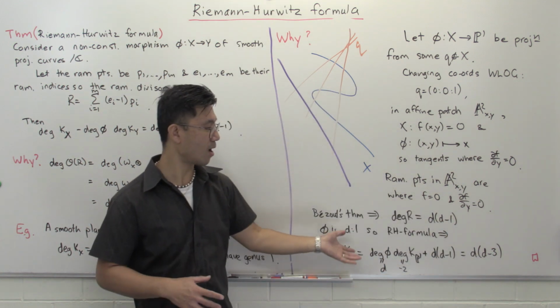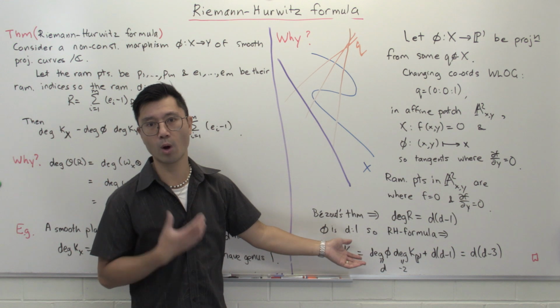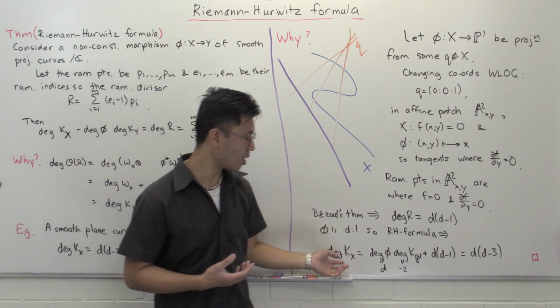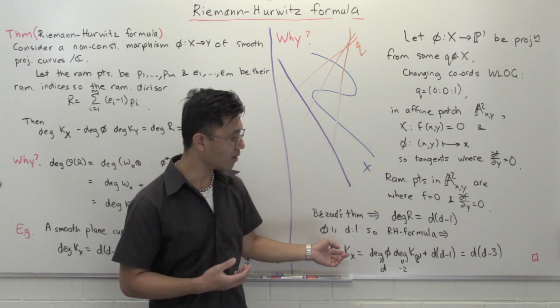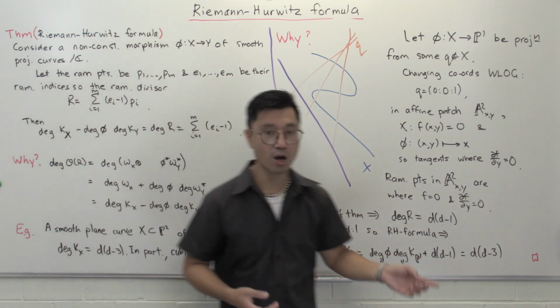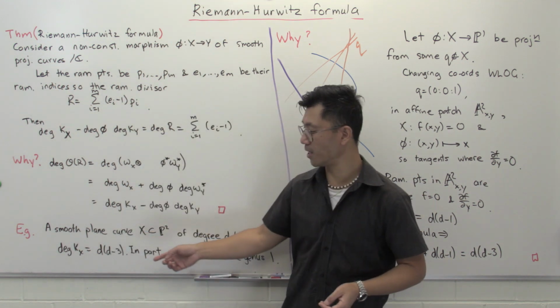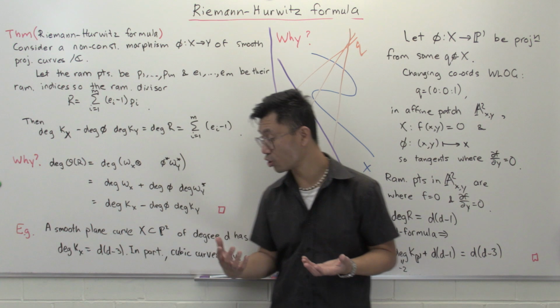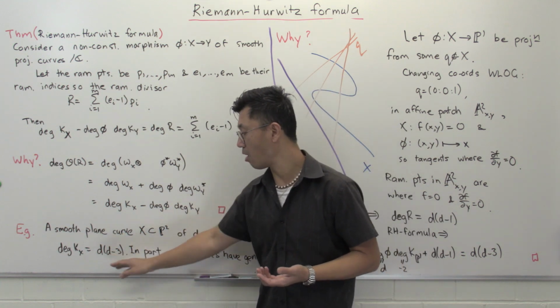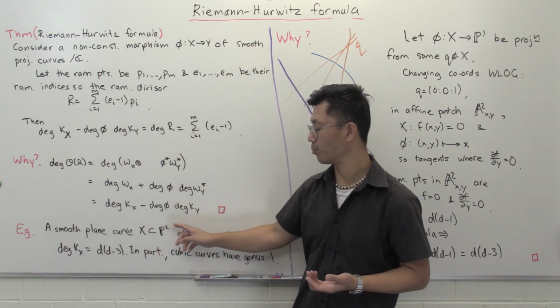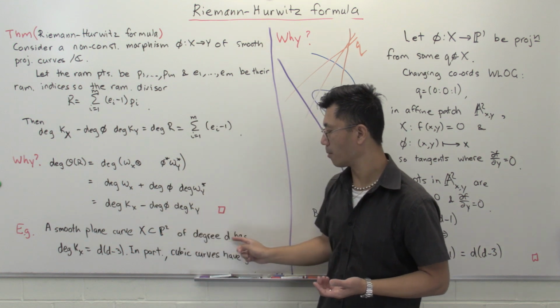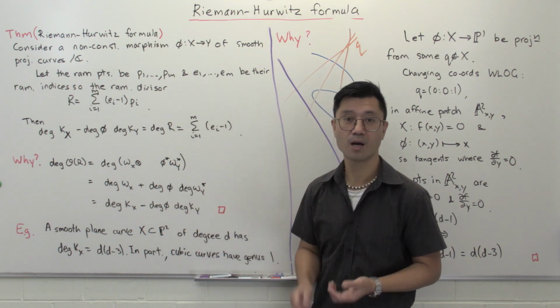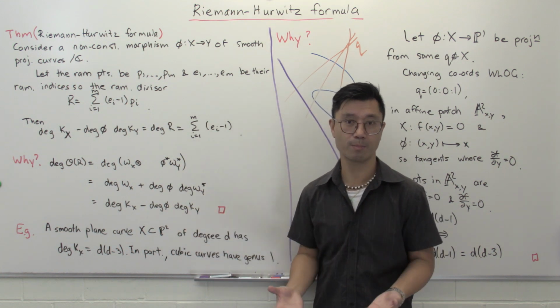So this is a rather beautiful and well-known formula for the degree of the canonical divisor of a plane curve. It's a simple function of d, and this allows you to compute also the genus of a smooth plane curve of degree d. I hope you enjoyed this adventure in pure mathematics.